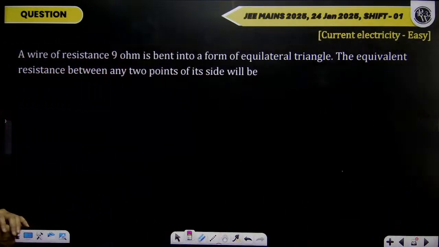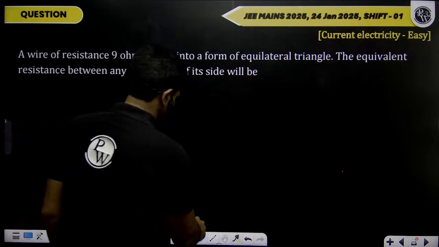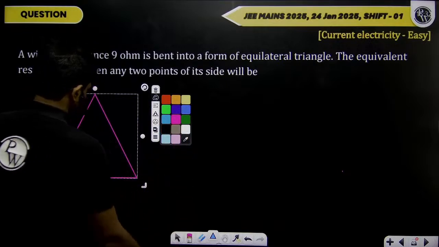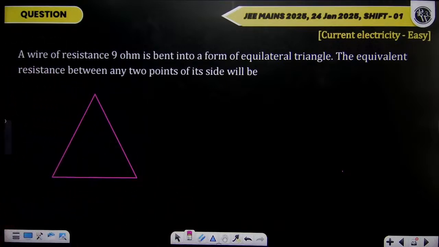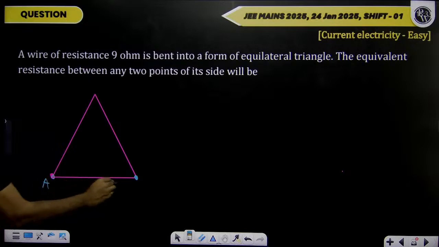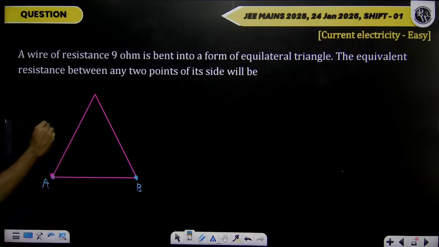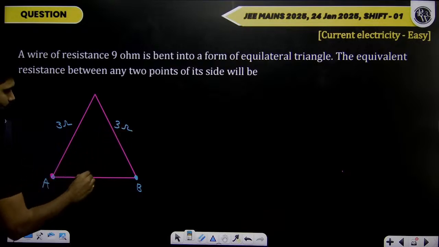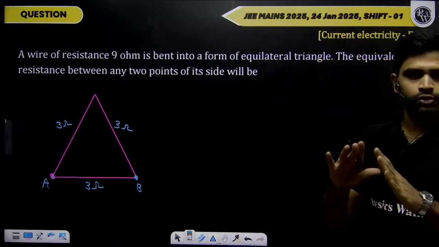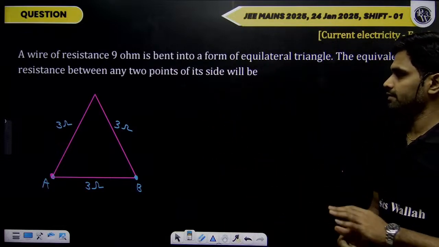A wire of resistance 9 ohm is bent into the form of an equilateral triangle. So this is kind of an easy question. Find the resistance between any 2 points. Very simple. This is 3 ohm, this is 3 ohm, and this is 3 ohm, because 9 ohm is bent into an equilateral triangle. So this is 3, 3 and 3.